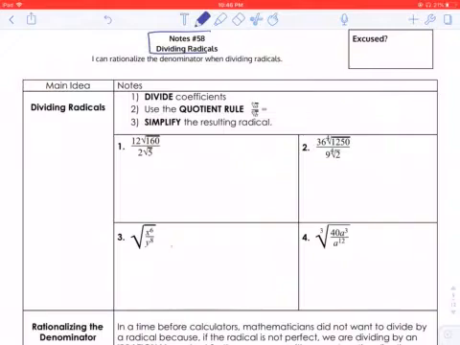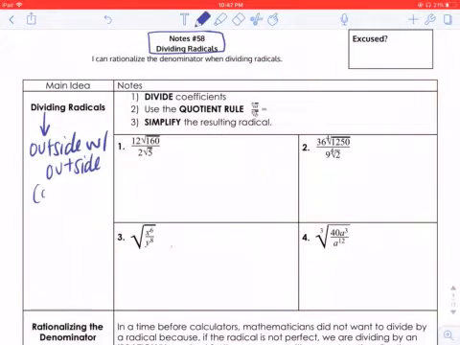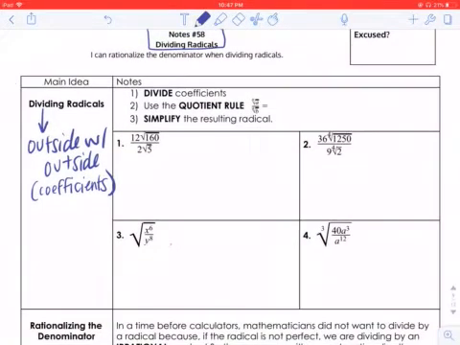So today we're going to do something called dividing radicals. It's pretty funky, but I think we're going to get the hang of it. Dividing radicals is just like multiplying. We're going to divide, but we're going to do outsides with outsides, which we talked about today is called coefficients. So we're going to take the coefficients, the outside ones, and then we're also going to do insides with insides.